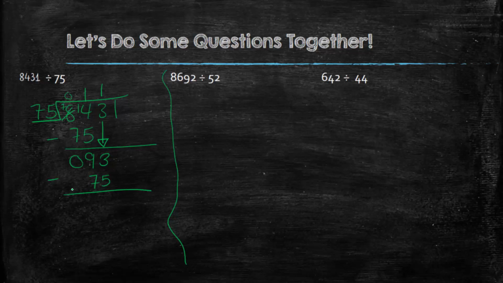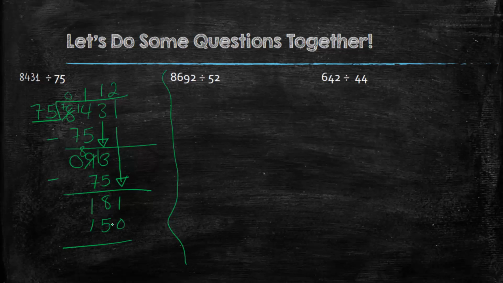We subtract again. 3 minus 5, can't do that, so we have to borrow from our neighbor. This becomes an 8. This becomes a 13. 13 minus 5 is 8. 8 minus 7 is 1. We drop this 1 right here. We have 181. How many times does 75 go into 181? Twice, so we put a 2 here. 2 times 75 is 150.